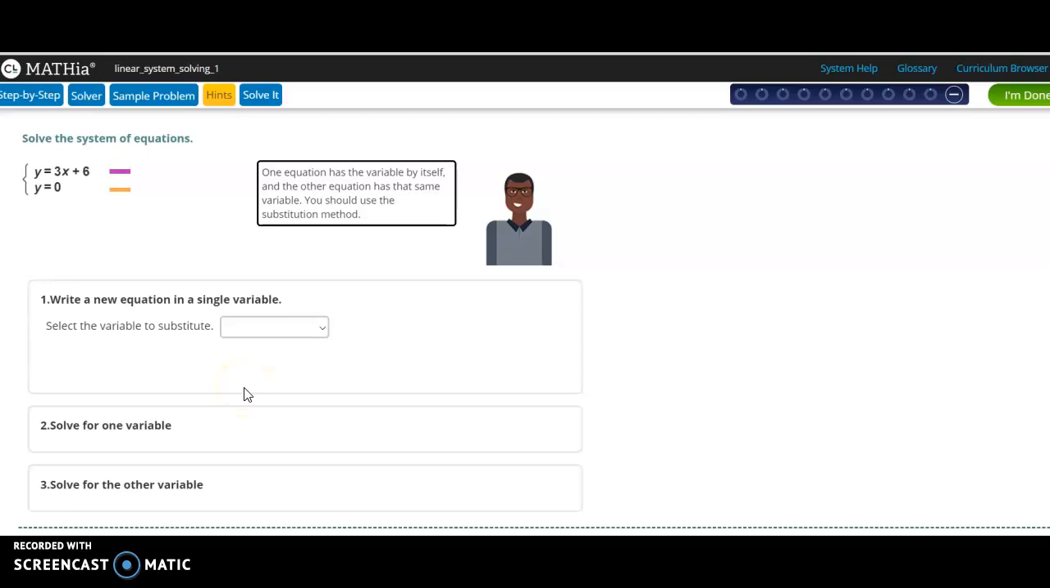Okay, I'm on the fourth Mathia for Unit 8, using substitution. Please do the step-by-step. You could always refer back to it. I also have a Google Doc with the hyperlink attached to some key points from the step-by-step.